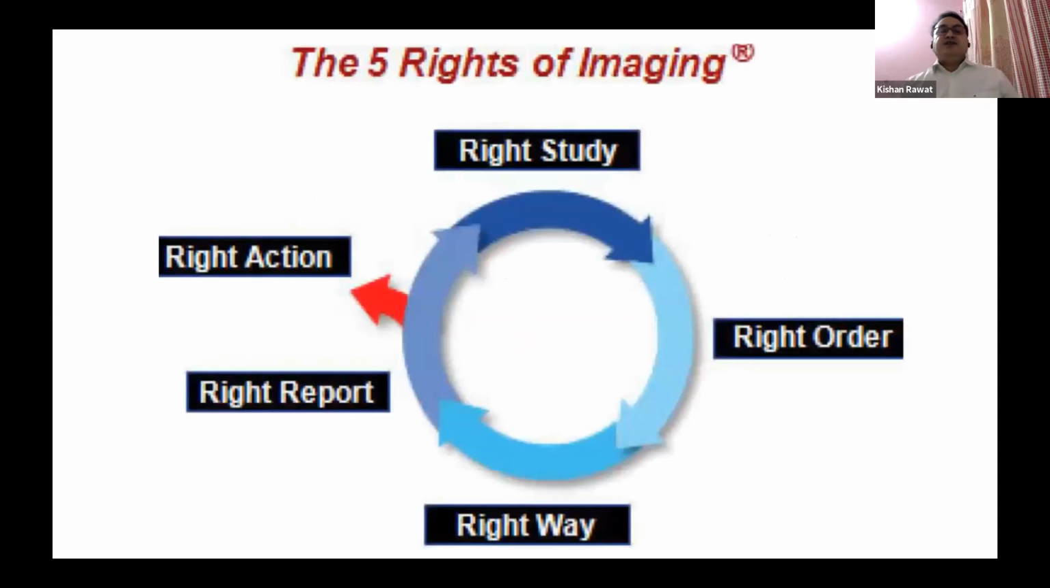When we are imaging a patient, we should follow the 5 rights principle. So what are these 5 rights? Number 1 is the right study. There should be the right study or right imaging for a particular disease or condition. If there are multiple studies or imaging, they should be done in the right order. Third is the right way. Any study we are doing, we should do in the right way and with the standard protocol. Then we should generate the right report and communicate it to the treating physician so that he can take the right action for the patient.